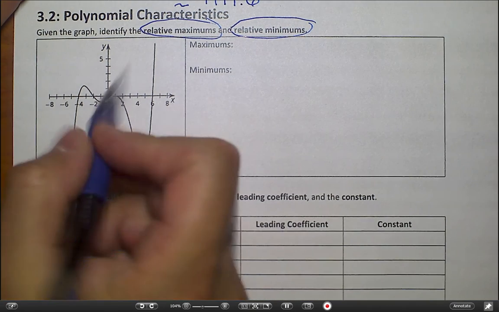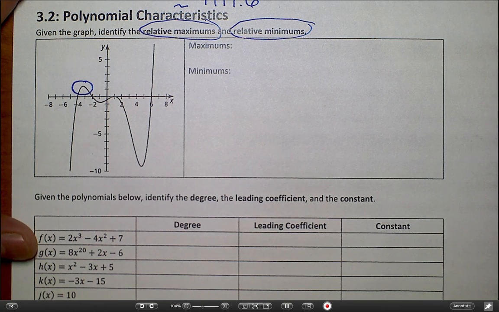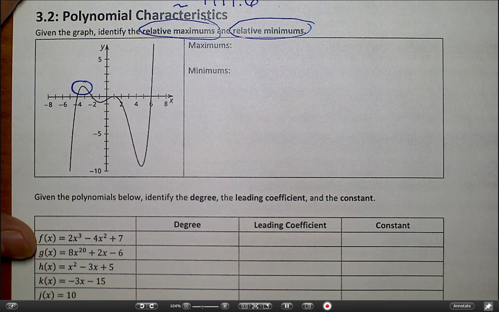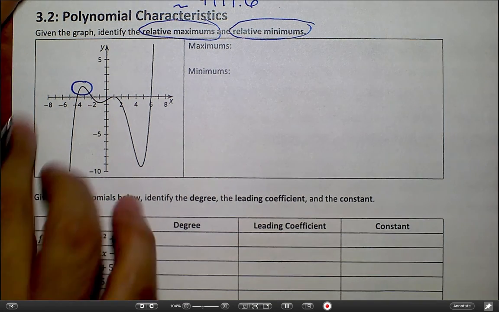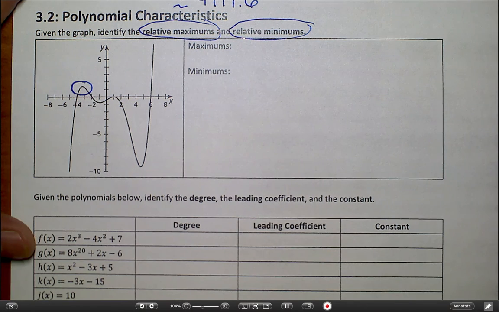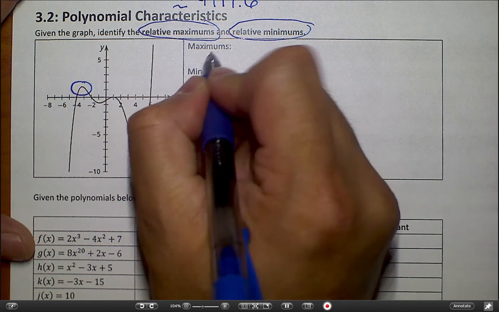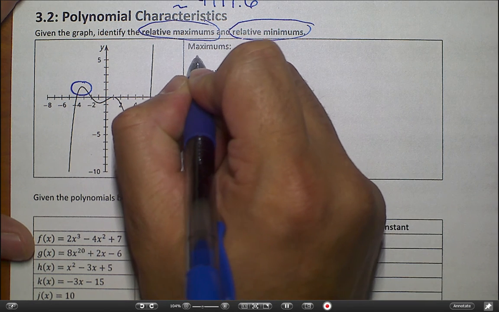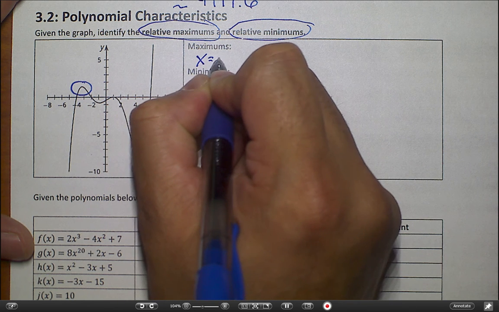So this spot right here is going to be considered a relative maximum. So that is a peak somewhere in between my endpoints. So it's going to go up and then back down. So that's going to be a peak right there. So I'm going to have a maximum there. So let's say that is going to be at -3. So we're going to have a maximum at -3. So x = -3.